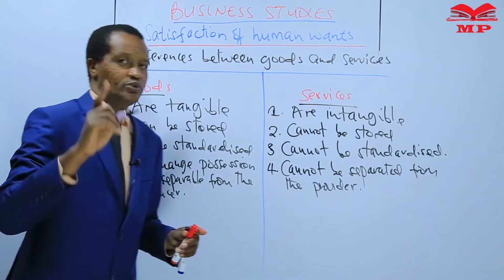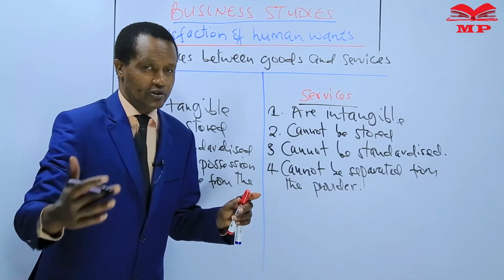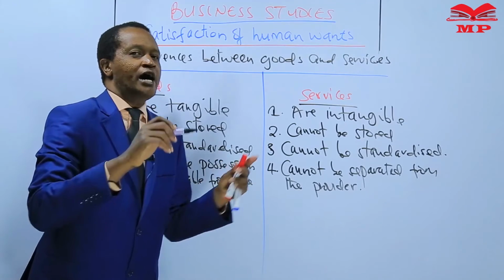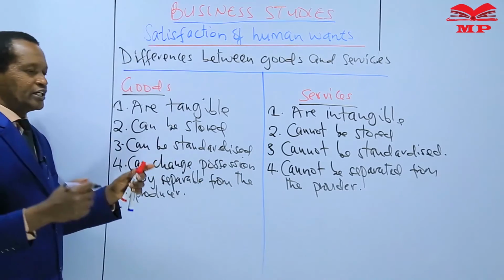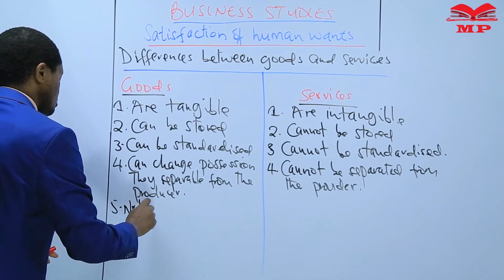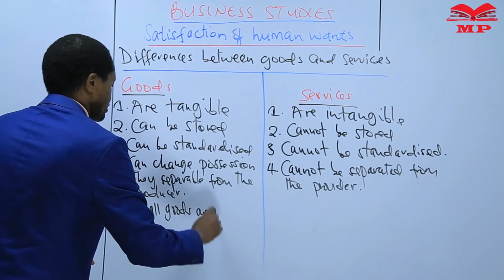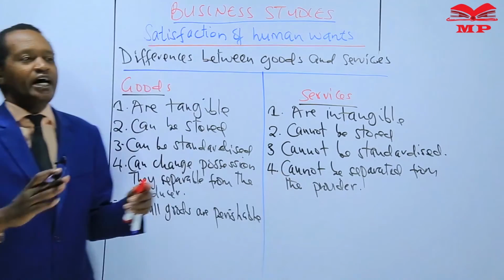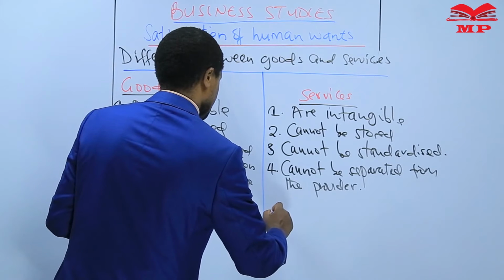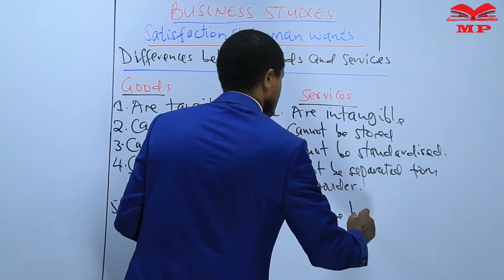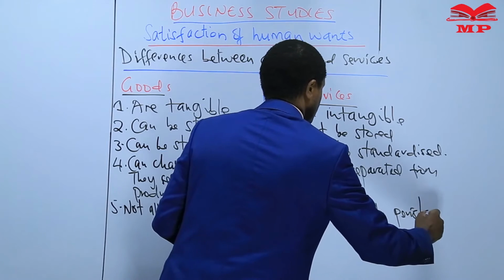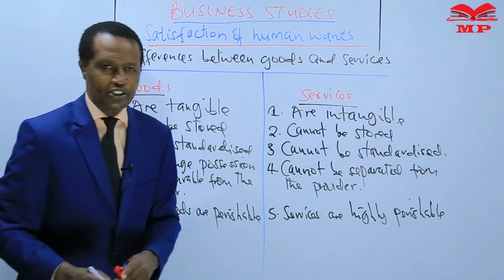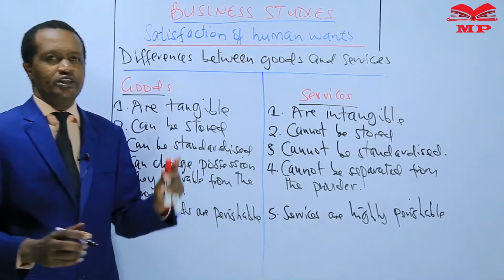Number 5, based on the lesson we had last time, we discussed separately the qualities, the attributes, characteristics of goods and services. Learners, we learned that not all goods are perishable. There are some goods that are perishable, others are not perishable. But services are highly perishable. They perish, they perish, they perish.